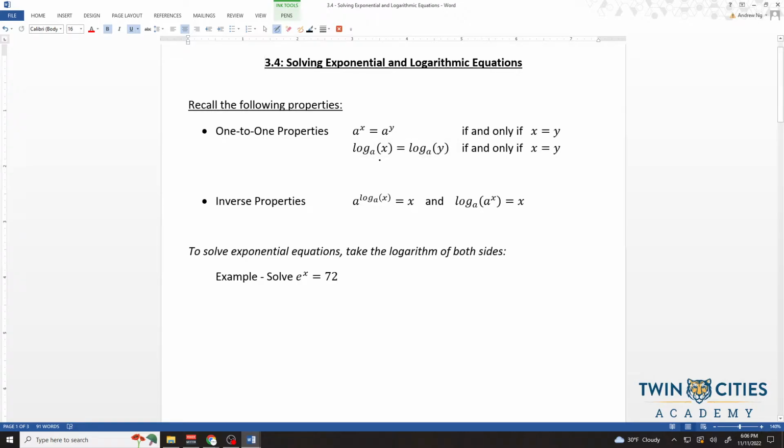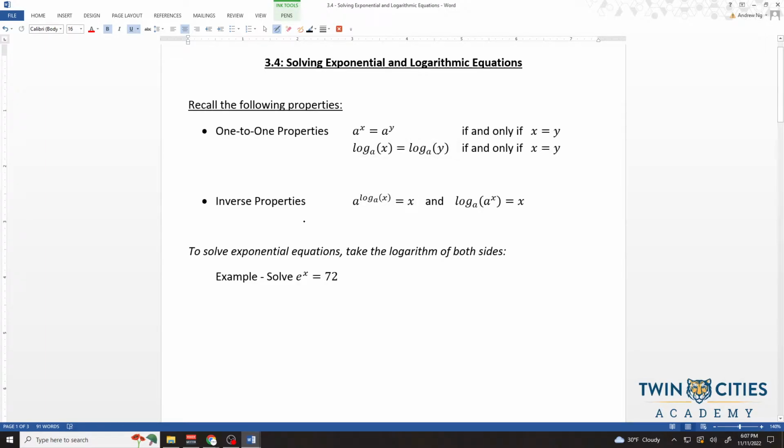Okay, well, log base a of x equals log base a of y if and only if x equals y. Again, if I've got the logarithm of some number with base a, and this is equal to the logarithm of some other number, taking a log of x equals log of y, it must be true that x equals y because these are the same logarithms.